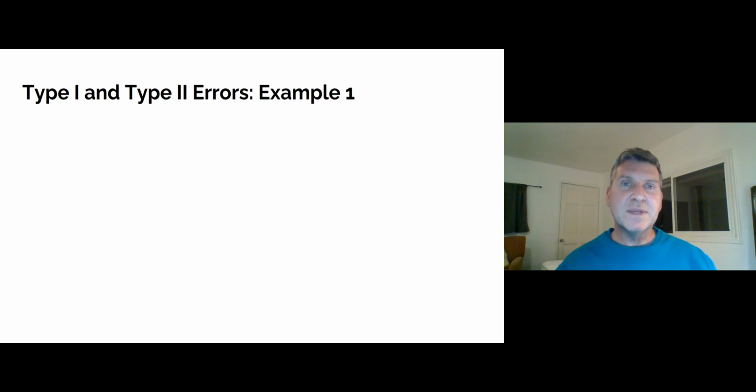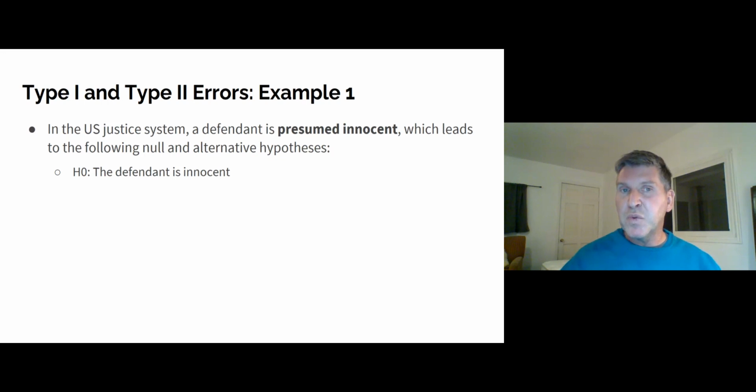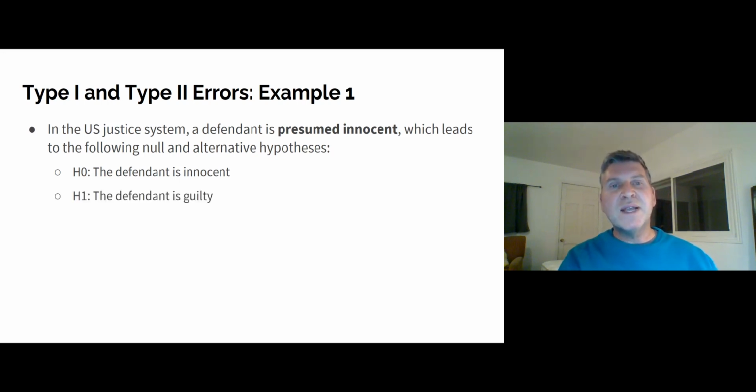So let's take a look at some examples. In the US justice system, a defendant is presumed innocent until proven guilty, right? So we have the following null and alternative hypothesis. The null hypothesis is the defendant is innocent. So you can see here, this is the more conservative status quo. And then on the alternative, we say the defendant is guilty.